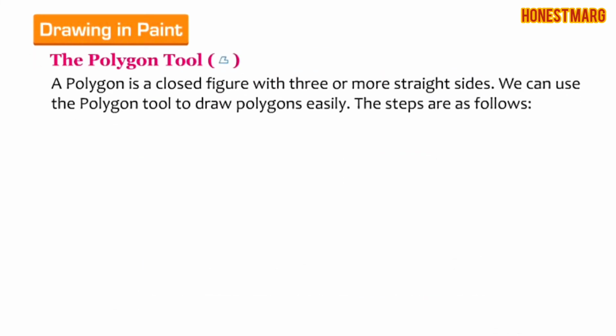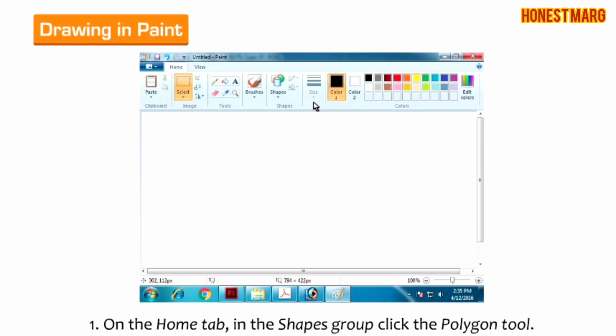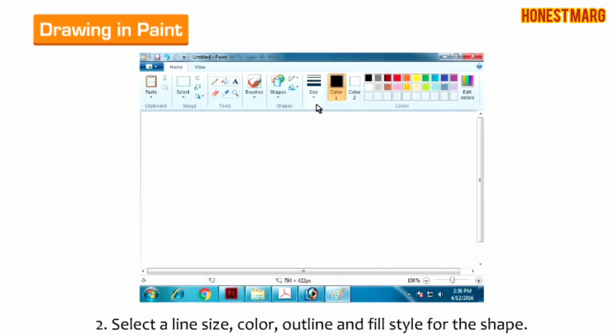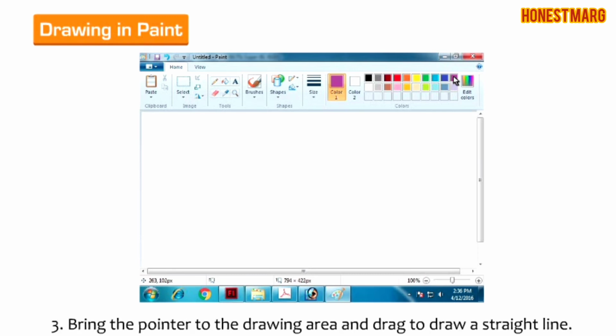The Polygon tool. A polygon is a closed figure with 3 or more straight sides. We can use the Polygon tool to draw polygons easily. The steps are as follows. 1. On the Home tab in the Shapes group, click the Polygon tool. 2. Select a line size, color, outline and fill style for the shape.